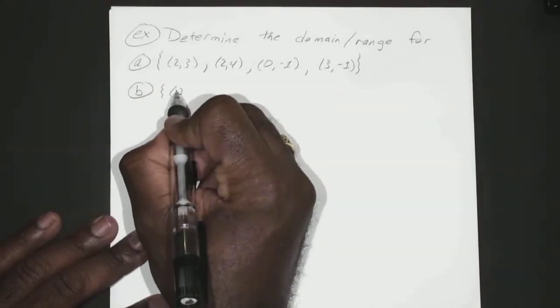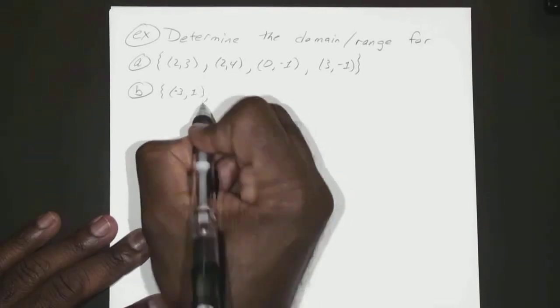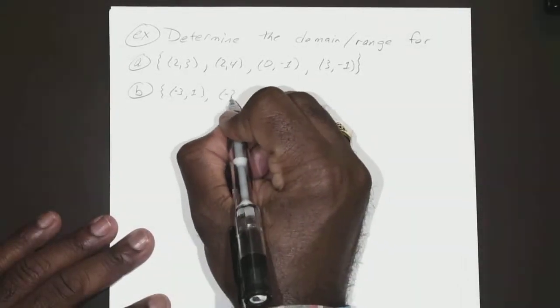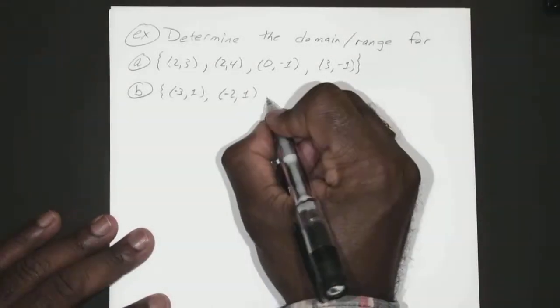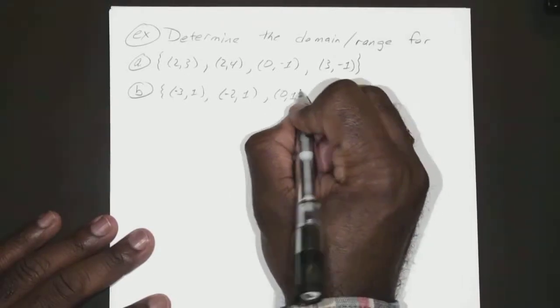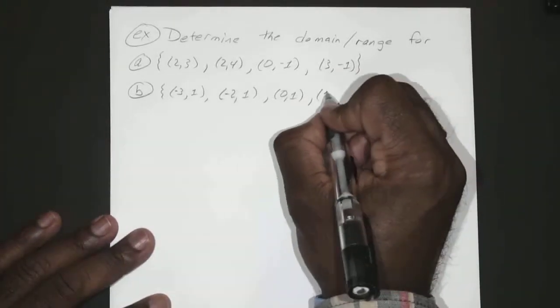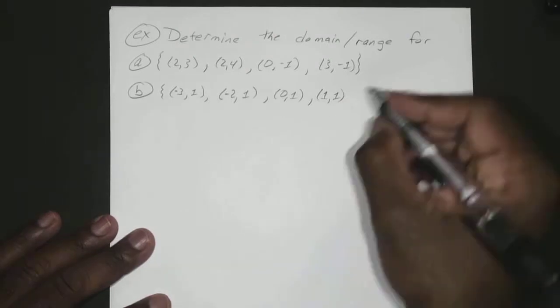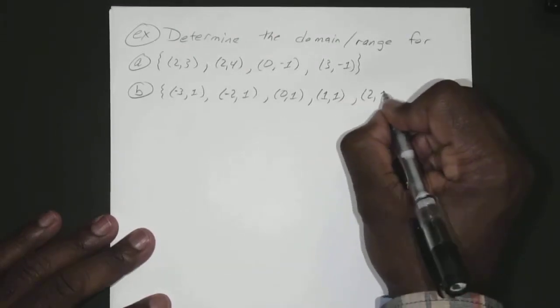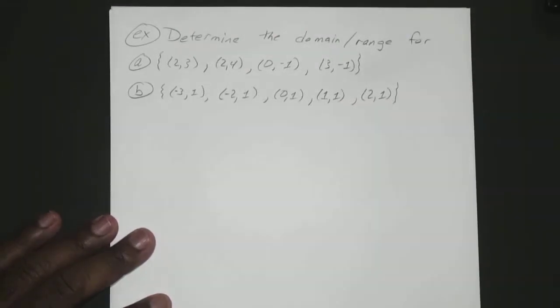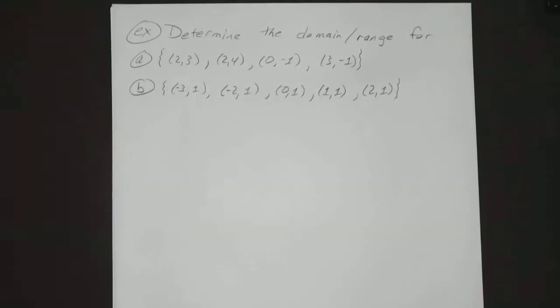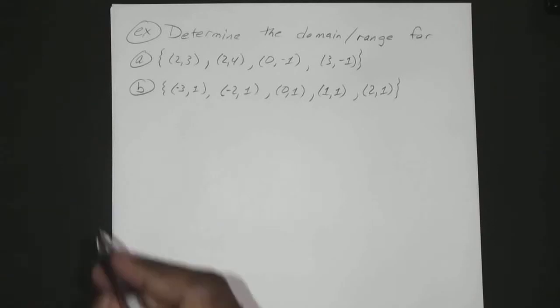you have negative 3, 1. You have negative 2, 1. You have 0, 1. You have 1, 1. And you have 2, 1. So you can kind of think of those just as points on a graph.